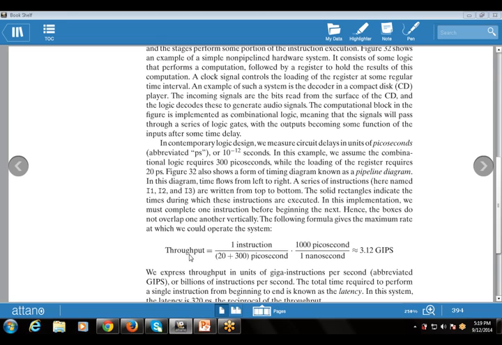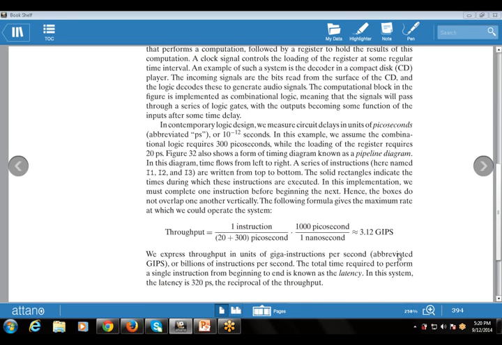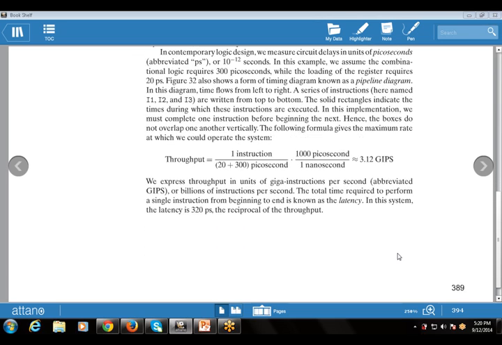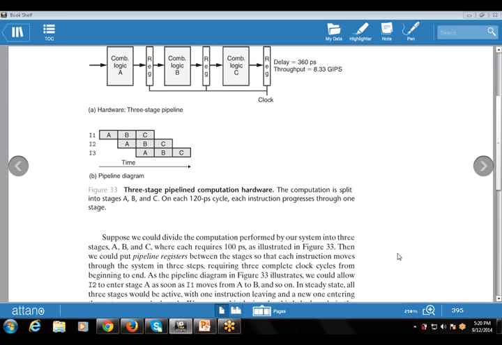This is the formula: throughput, meaning the output, equals 1 instruction upon 20 plus 300 picoseconds, times 1000 picoseconds upon 1 nanosecond. That is approximately, this sign is used for approximately, equal to 3.12 GIPS, that is giga instructions per second. These are the examples for the pipelining.